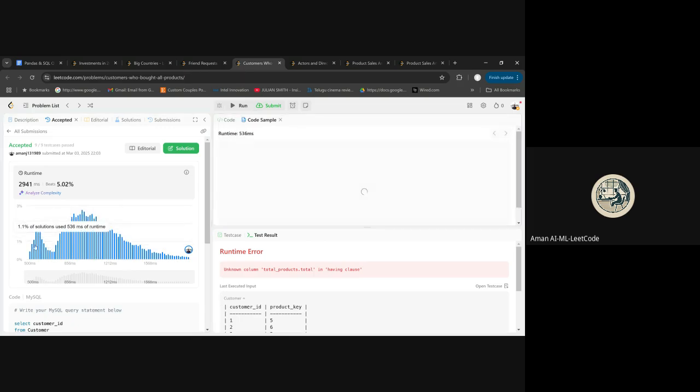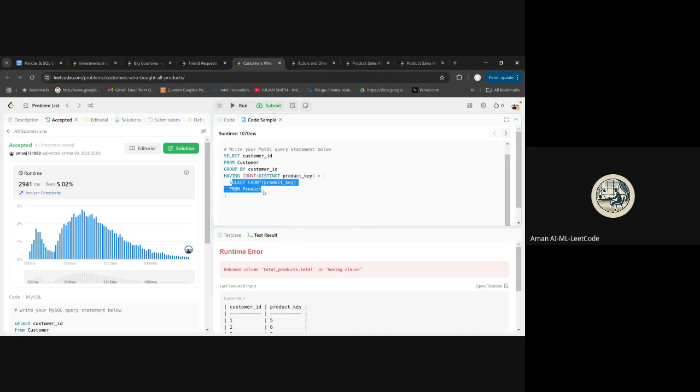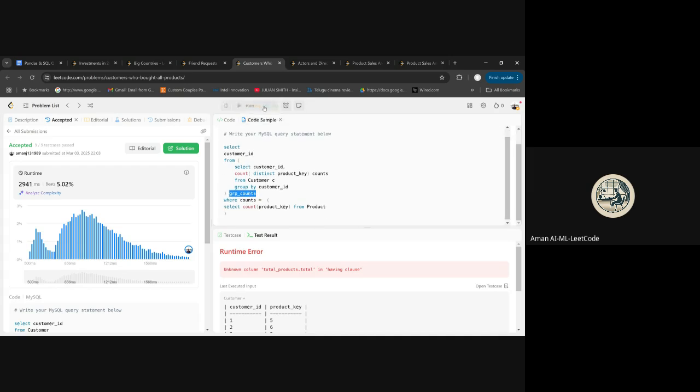Let's check if there's any other solution. Count star, same solution. Count product key, same solution. Solution is the same.